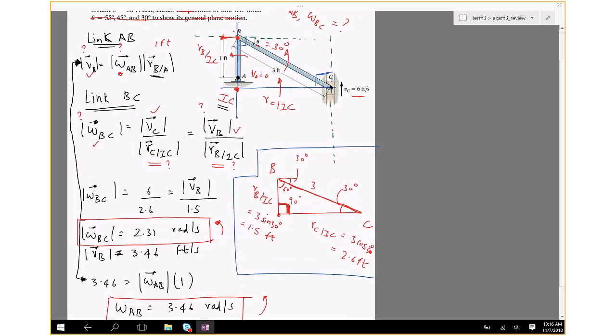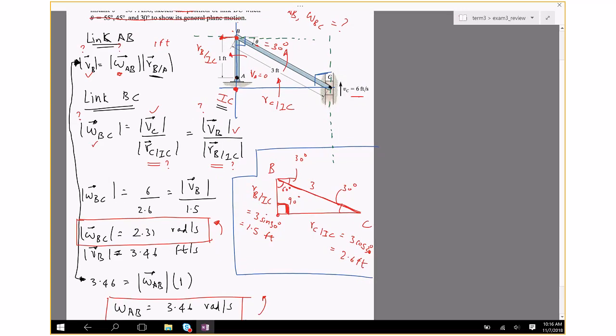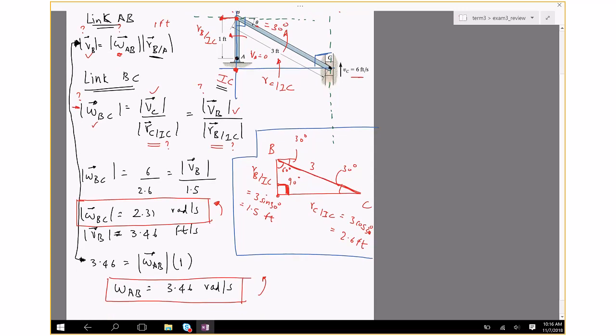Is that ratio always true when you're using the IC? Like the omega BC ratio, that's always true? Yeah, this is always true. Okay, any questions on this? So just to confirm, that ratio is always true. That's the IC formula to memorize, absolutely. Okay, all of that right there is always true.